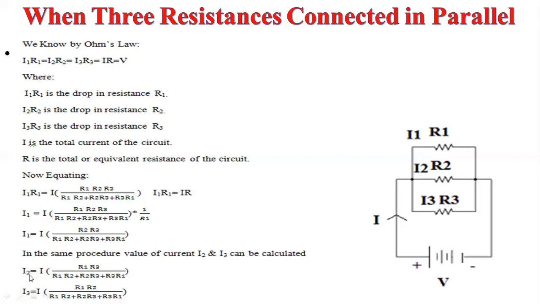Likewise, in the same procedure, we get I2 is equal to I into R1 R3 divided by R1 R2 plus R2 R3 plus R3 R1. And in a similar way we get I3 is equal to I into R1 R2 divided by R1 R2 plus R2 R3 plus R3 R1. So these are the methods how to calculate current across resistance R1, R2, and R3.